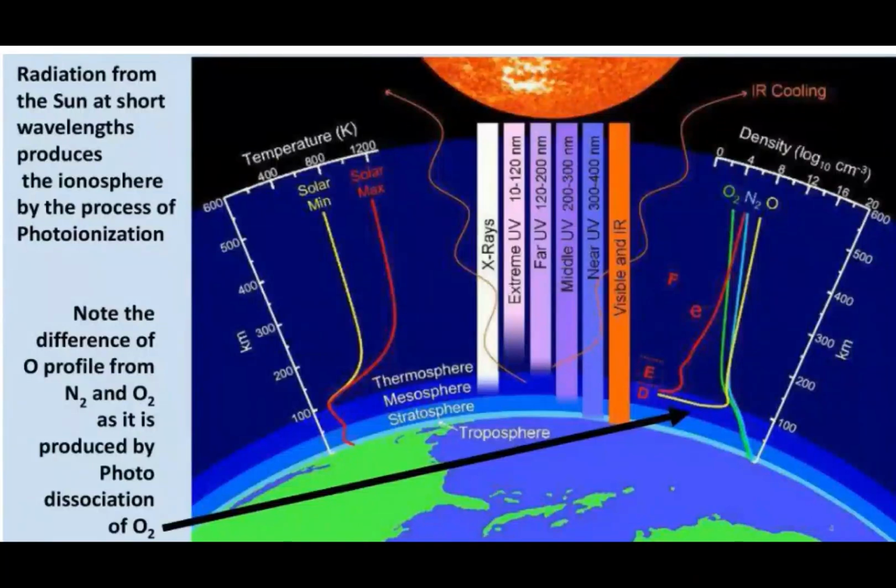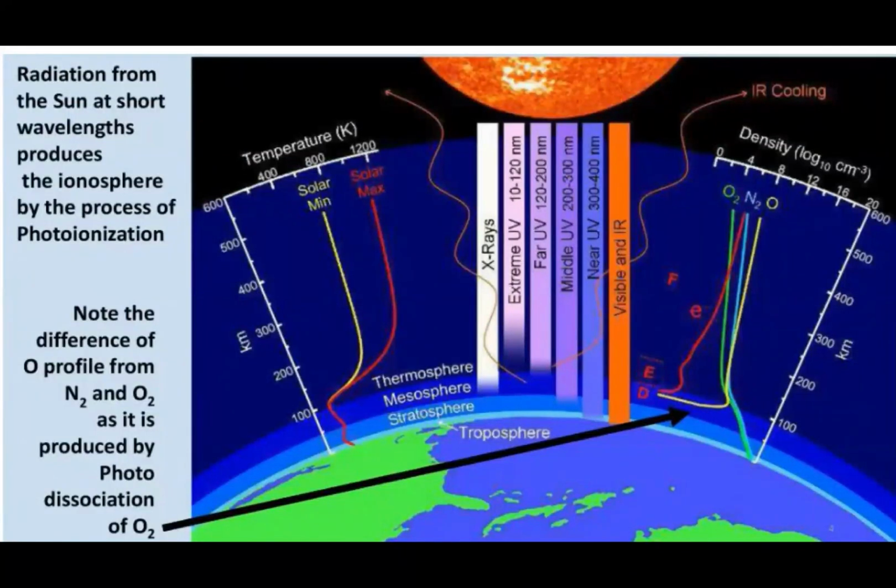One more point here to note is that the height variation of atomic oxygen is somewhat different from that of the molecular constituents. This is because, as written here, the N2 and O2 are primary constituents of the atmosphere, whereas the atomic oxygen is not a primary constituent, but it is produced by photo dissociation of the O2 molecule. That means the O2 molecule absorbs some energy from the solar radiation of suitable wavelength, and it breaks up into two oxygen atoms. So that is how oxygen atom is produced. Therefore, its profile is different from that of the other molecular constituents.